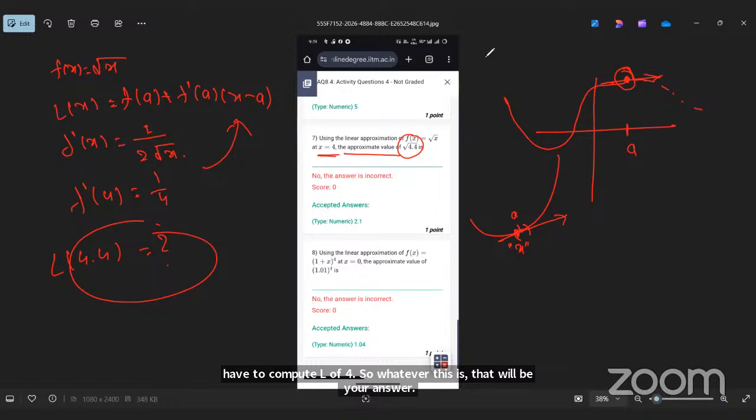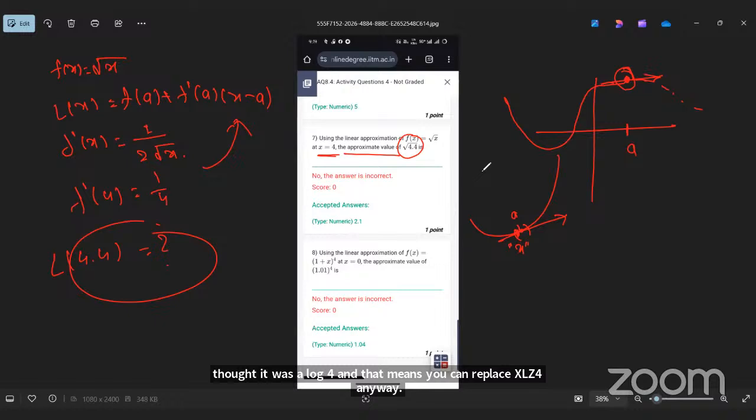Yeah, my doubt was here. You wrote L of 4.4, but I thought it was L of 4, and that means you can replace X as a 4 right now. Sorry, I am not able to understand what you are saying.